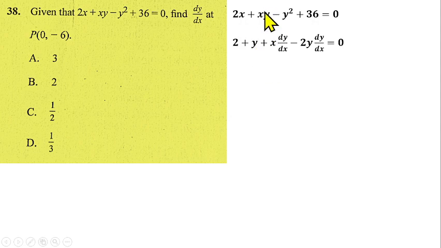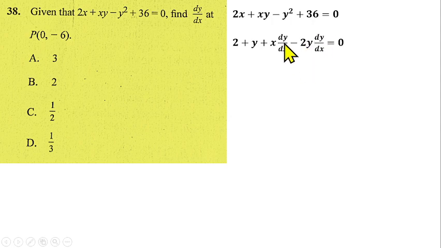Then if you come back again, you leave x and differentiate y. So if I leave x, I have x, and if I differentiate y, I have dy/dx. Then minus, if you differentiate y squared, that will give us 2y, dy/dx.